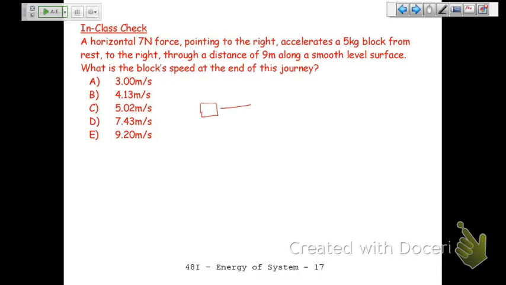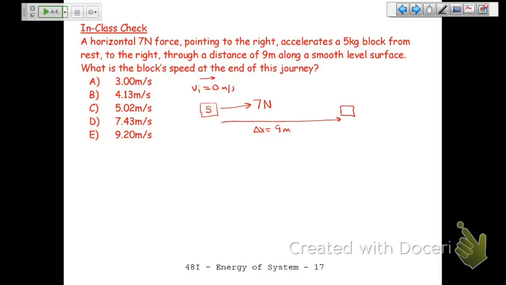So it's a 7 newton force. I put the forces in line with the motion, and I'll put the velocities and the accelerations above or below. I'll put my force almost like a piece of string pulling on the block. 5 kilogram block, I put my masses inside the block, and then at rest, so Vi equals 0 meters per second. Let's put a little arrow for it. And through a displacement of 9 meters, so there's my delta x, is equal to 9 meters along a smooth level path. What is the block's speed at the end of the journey?